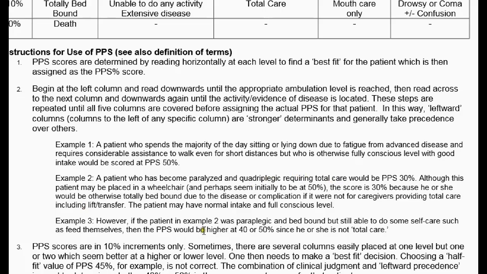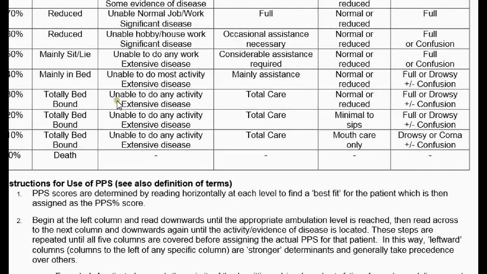And example 3 refers to a paraplegic who may be bedbound but could still do some self-care and could feed themselves. So although they're completely bedbound, which would normally be 30%, and you don't normally go up on the scale, you usually just start one and go down. But so 30% unable to do any activity, total care, but actually they'd be mainly assistance here and normal reduced diet, so they could go up a little bit in that circumstance and be more of a 40%.